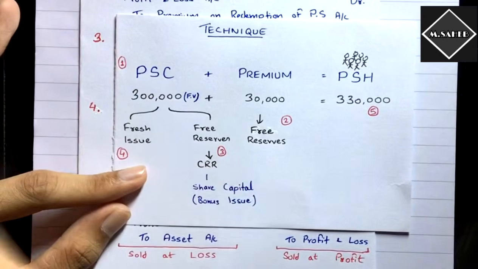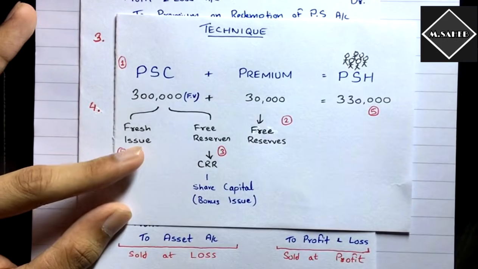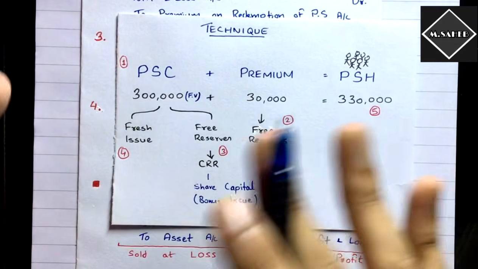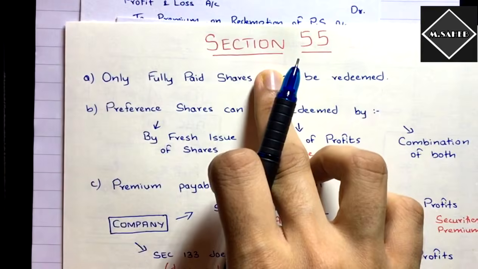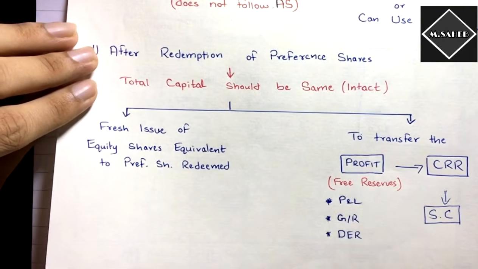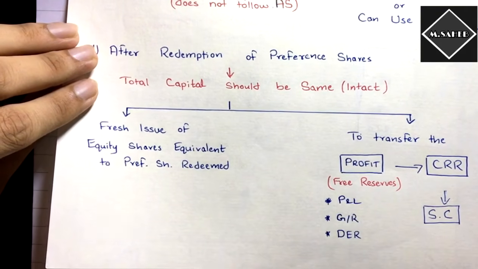This has gone out of the company. Again, this has been replaced by the fresh issue and the free reserve so that the balance can be maintained, and the total capital can be intact, as it is the requirement of Section 55 of the Indian Companies Act 2013 that the total capital of the company should be intact. It should be the same. So that is what we are doing over here.